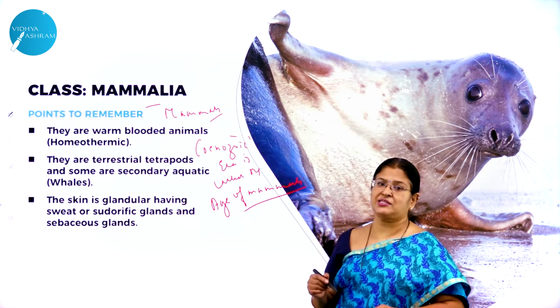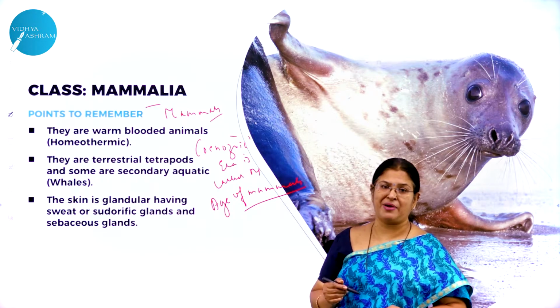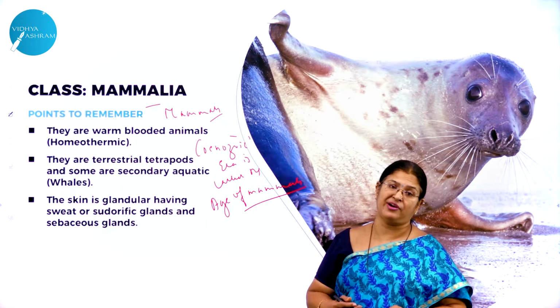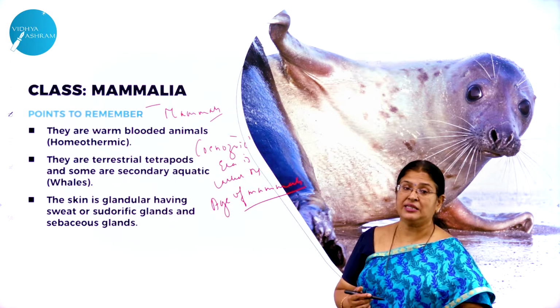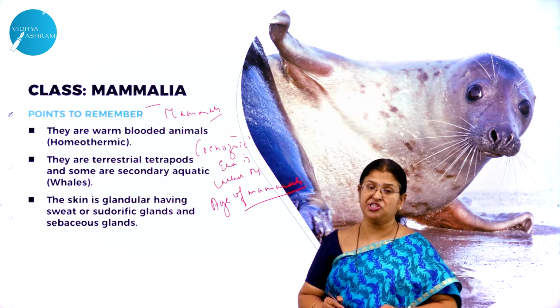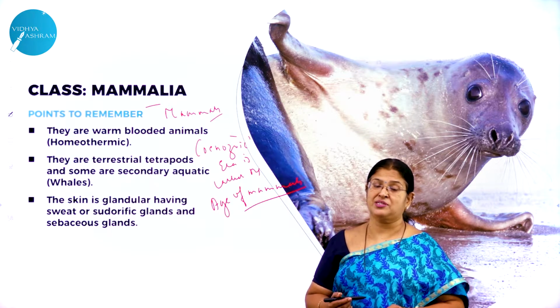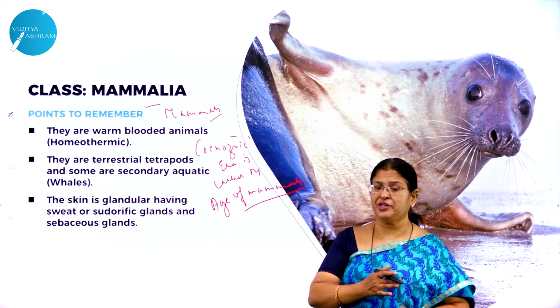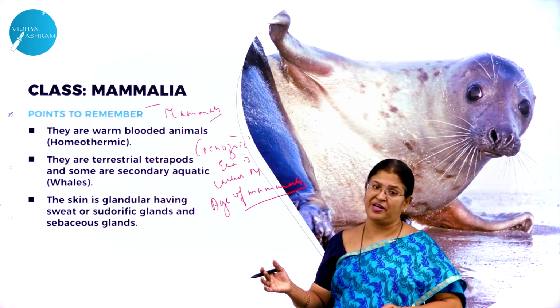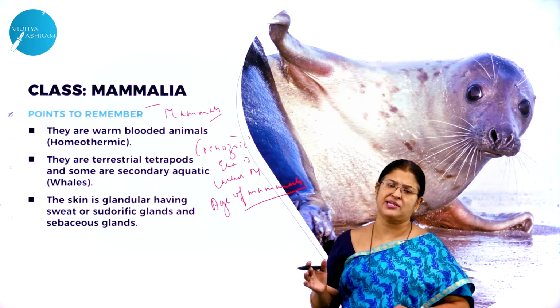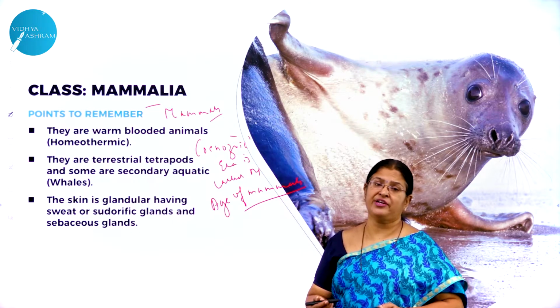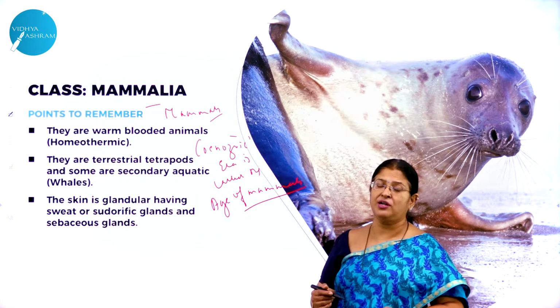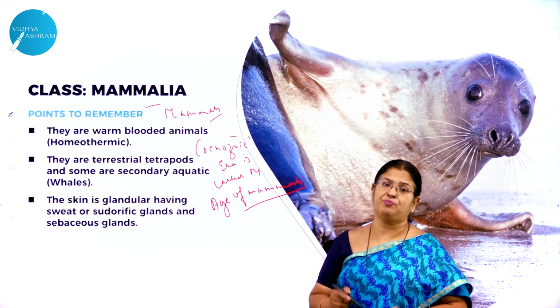So we call class Mammalia or mammals the highest group of organisms. Why do we call them the highest group of organisms? They have a better body organization compared to the other animals. Starting from invertebrate phyla to the vertebrate phyla, we can see a lot of changes happening inside the body, which has made them lead a very successful life. Hence we call the mammals the highest group of animals.